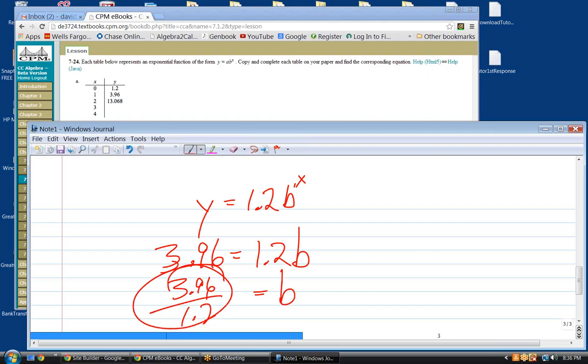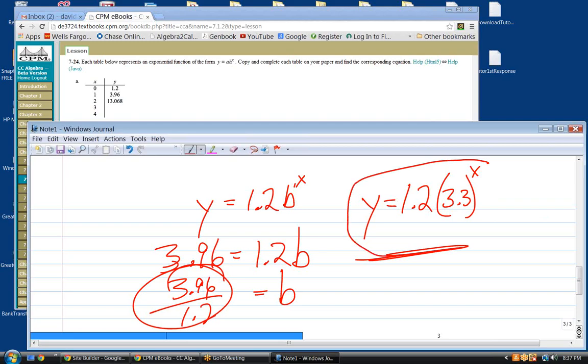Do you have your calculator? I do. What is b equal to? 3.96 divided by 1.2. 3.3. 3.3? Yeah. Okay, so now I have my exact equation. 1.2 times 3.3 raised to the x. Notice that my final equation has a y in it and an x in it. Right. In other words, we have solved for the a and the b. So this is the specific equation for this table.